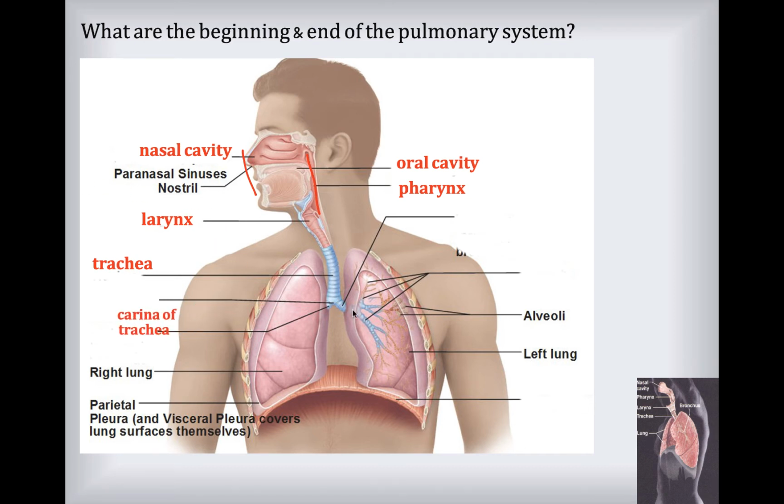And then finally we go down. This junction where the trachea splits is what's known as the carina of the trachea. And then the tubes that branch off and go into the lung are the bronchi. This is the left main bronchus. Over here, you can't really see it, is the right main bronchus.